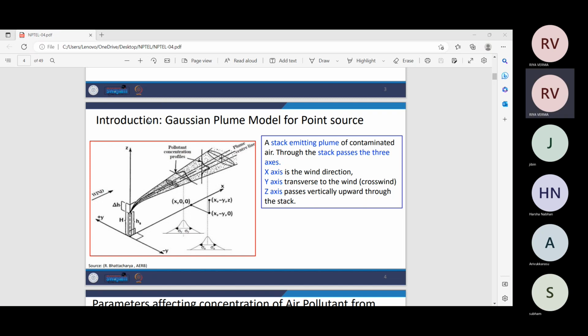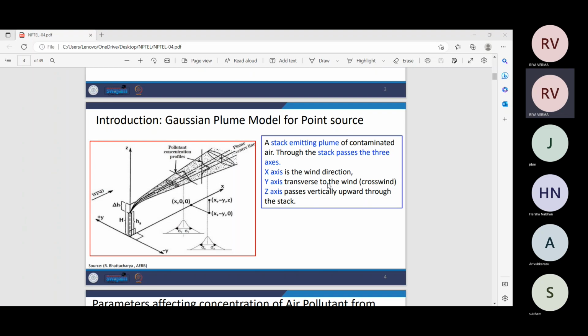So, in a Gaussian plume model for the point source, basically, we have three types of sources of pollutants. First one is your point source, second is line source, and third one is your area source. And we can use this plume model for estimating the concentration of pollutants from these sources at some distances downwind or crosswind as well. And some assumptions are there for this model as well.